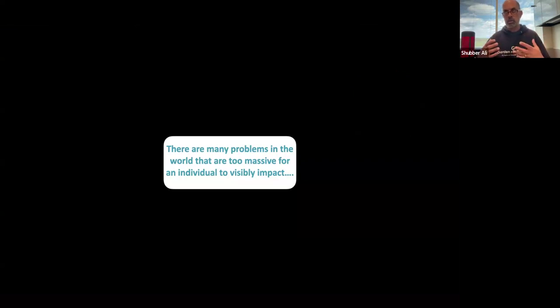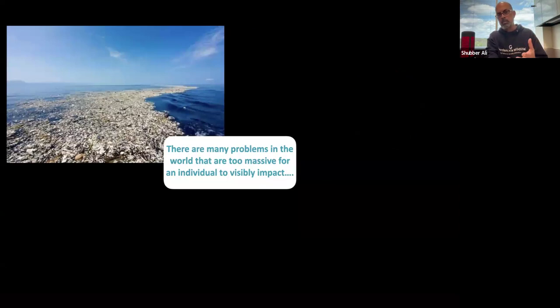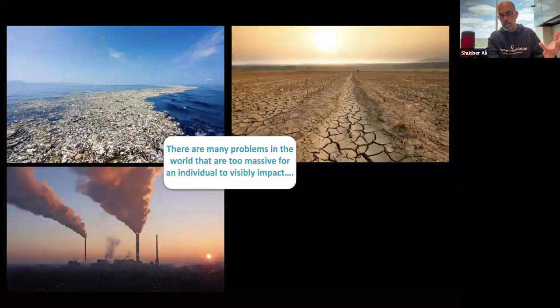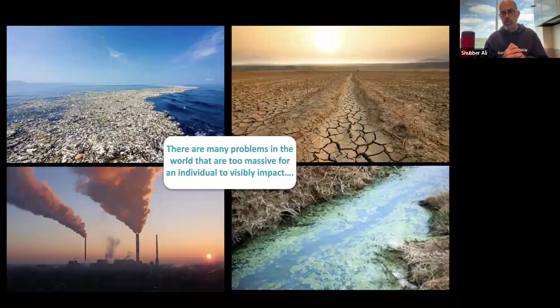there's just so much negative that they hear all the time about all the things that have been done in the world. There are so many problems that are just too massive for individuals to impact, whether it's the plastic in the Pacific Ocean, the droughts and water problems, the climate change, pollution in the rivers. Even if you do the right thing at the individual level, use a metal straw instead of a plastic straw, or a reusable shopping bag, or take a shorter shower, you're not going to see the impact immediately of what you're doing. It's just too big of a problem.